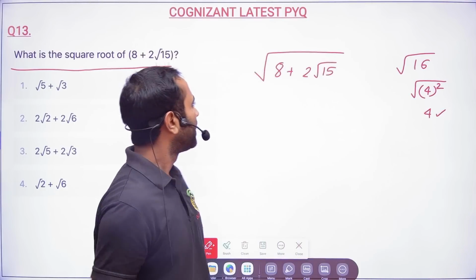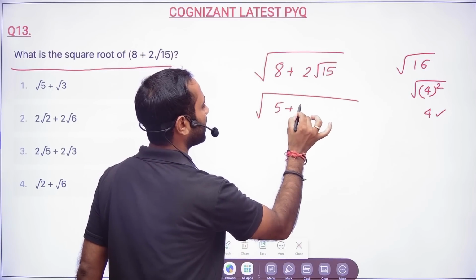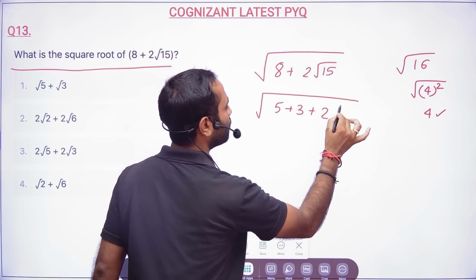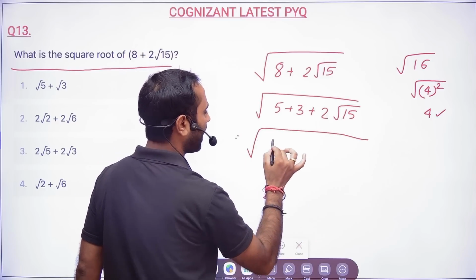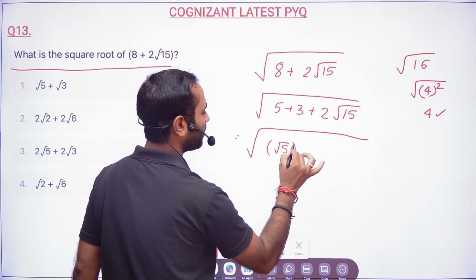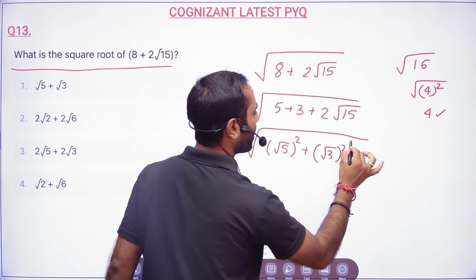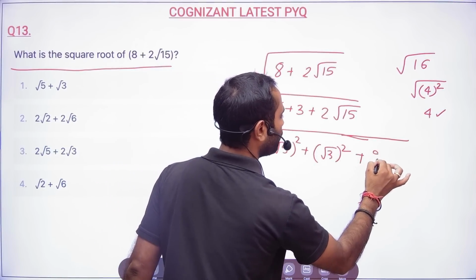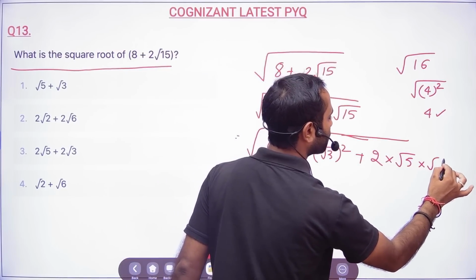Now, what we will do, 8 I can write as 5 plus 3 and plus 2 root 15. Okay, now this 5, can I write it as the square root of 5 squared? Yes, I can very well write that, because my intention is to bring a square inside this. And 2 root 15, how can you write it? As square root of 5 into square root of 3.